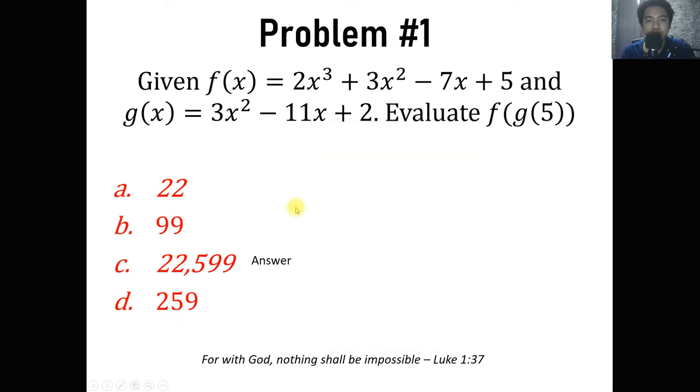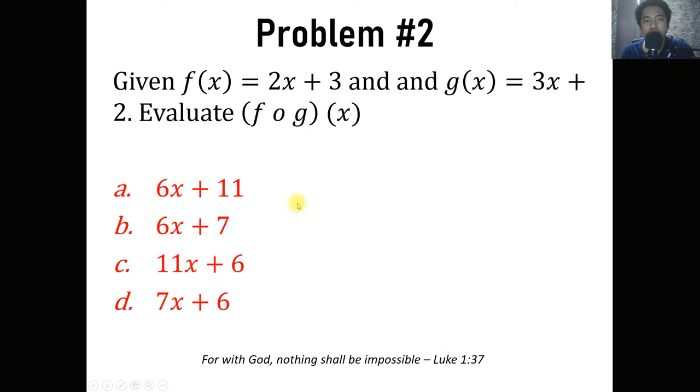For problem number 2, given that f of x is 2x plus 3 and g of x is 3x plus 2, evaluate f of g of x. The very first thing we're going to do, since this is a composition of functions, is to look at f of g of x. Whichever is nearer to the x is the first thing we solve. In this case, that's g of x. After getting g of x, we substitute it into f of x.